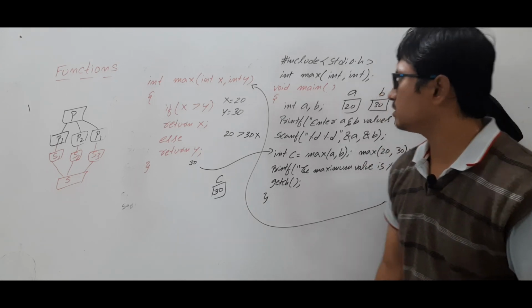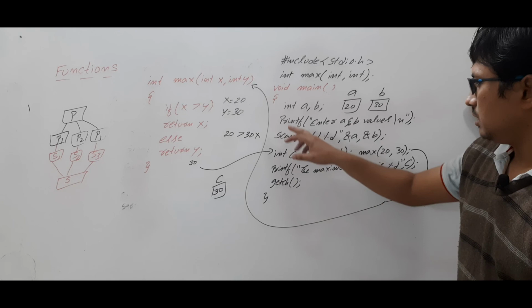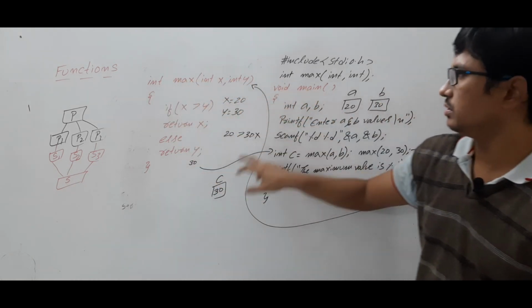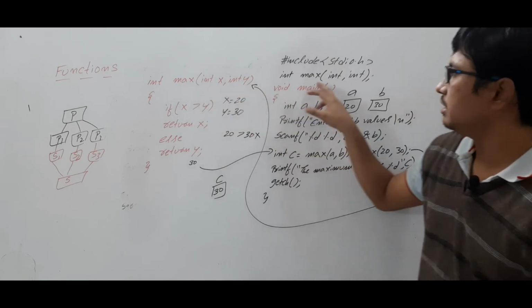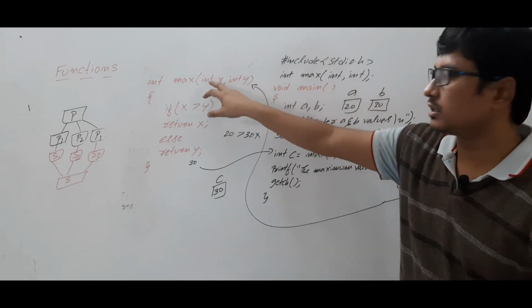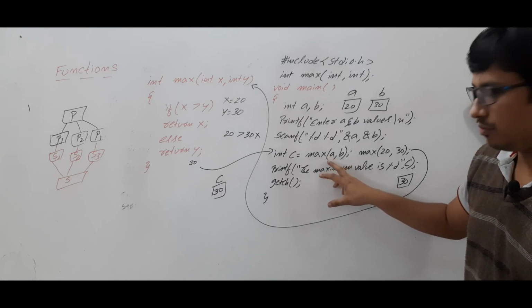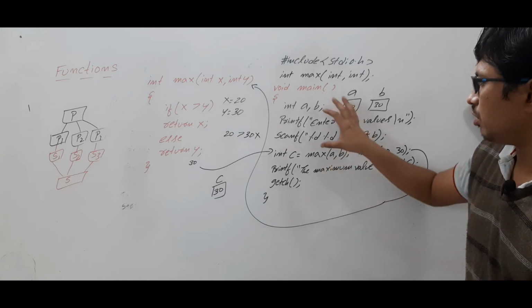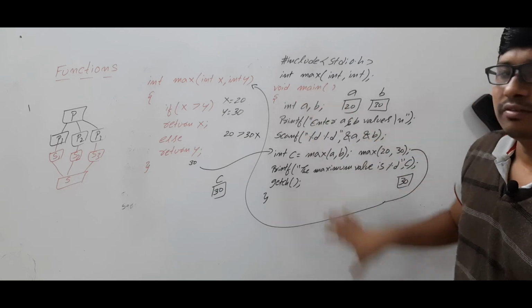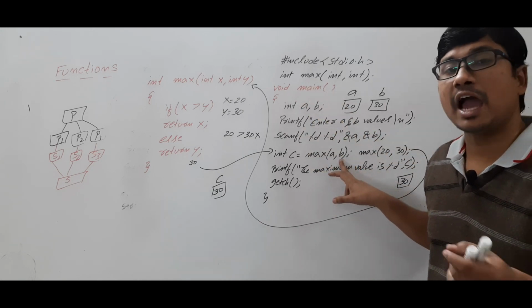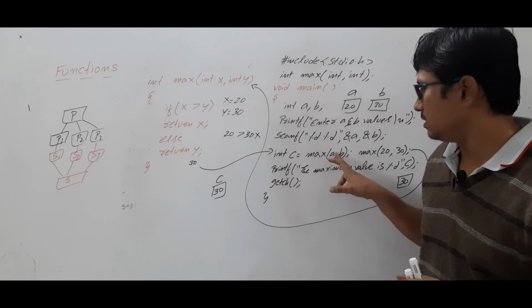Now let me discuss a few important points. Whatever return type you specify, you should specify here also. The name of the function should also be the same. The number of parameters and the data types should also be the same. Okay, and these parameters a and b are the local variables for the function called main, and these parameters we call actual parameters. Is it clear?